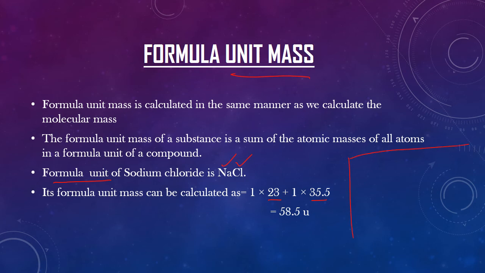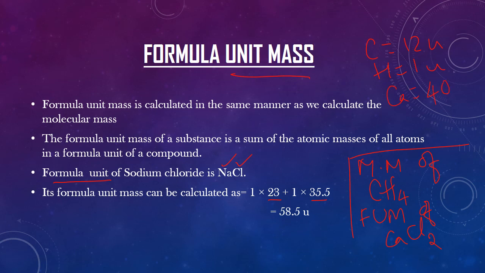Can you calculate molecular mass of CH4 and formula unit mass of CaCl2? Atomic mass of carbon is 12, hydrogen is 1, calcium is 40 U, and chlorine, as we saw just now, it is 35.5 U. So these are the atomic masses. Calculate the molecular mass of methane and formula unit mass of calcium chloride and put your answers in the comments.